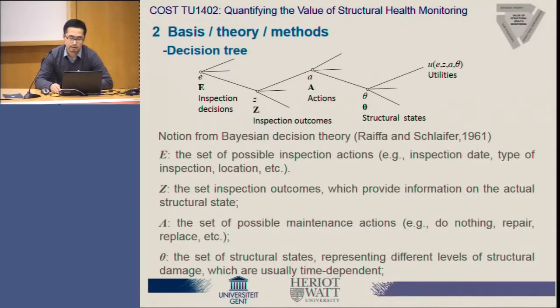And finally, the last set is the structural states. It is a set of structural states representing different levels of damage. Of course, these are usually time dependent. And the combination of the first four nodes gives the value, use, or utility of the path that follows. So this utility is what we call the value of information.